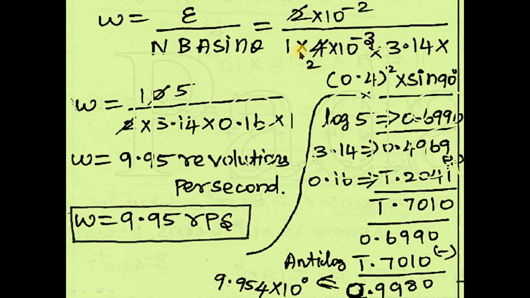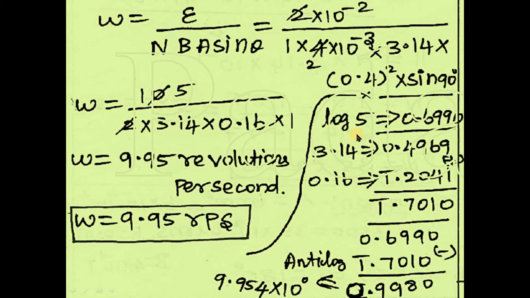Now the 4 is cancelled by 2, second table, 2 2s are 4. 2 into 3.14 into 0.16, since 0.4 squared can be written as 0.16. Sin 90 degree is 1. The 10 power minus 3 goes to the numerator as 10 power plus 3. 10 power plus 3 minus 2 is nothing but 10 power plus 1, so 10 power plus 1 means 10. 10 divided by 2 into 3.14 into 0.16 into 1. So 10 is cancelled by 2, 5 2s are 10. 5 divided by 3.14 into 0.16 into 1.